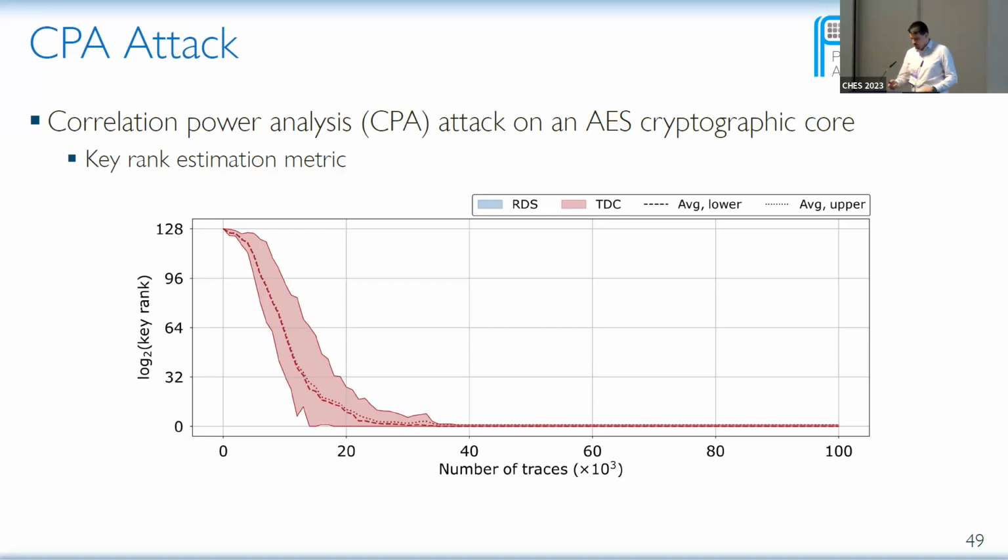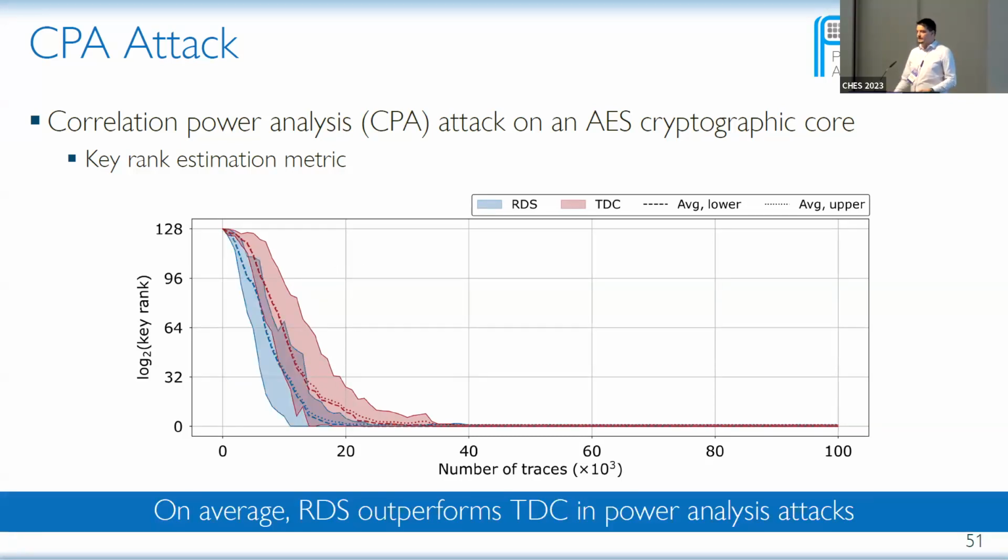So the top line here would be the worst upper bound, the line here would be the worst lower bound, and then we have the averaged upper and lower bounds. As many of you probably know, when the key rank converges to 0, we have successfully extracted the key. The more traces we need for it to converge, the worse the attack is, or the worse the sensor is. And if we compare RDS, which is here in red, which needs around 40,000 traces on average to break the key, TDC needs around 20,000. So on average, TDC outperforms RDS.